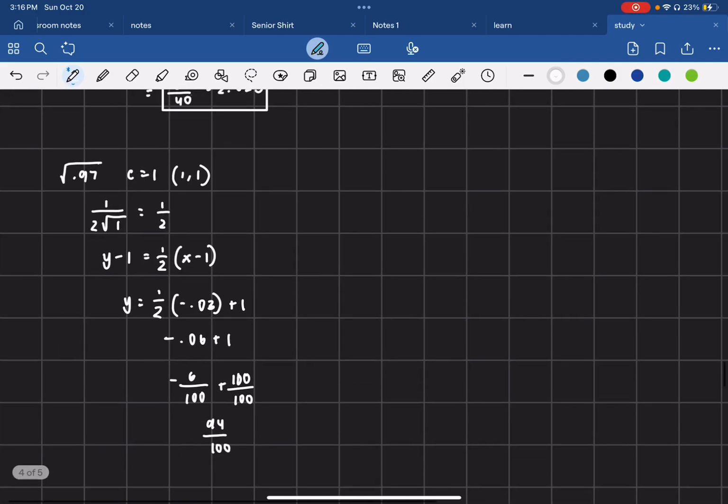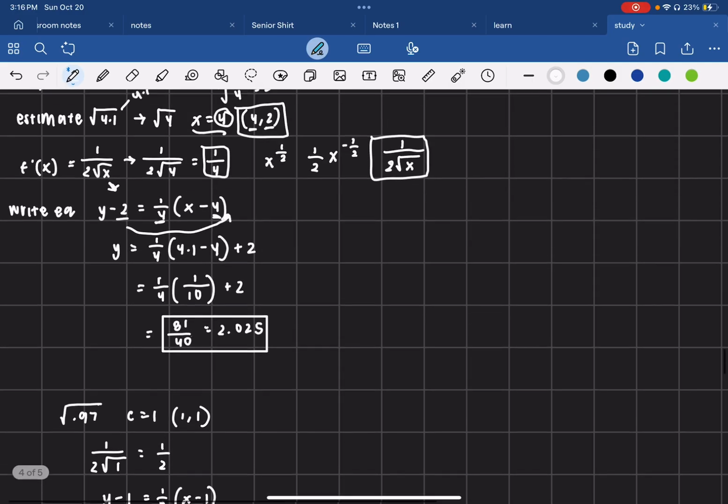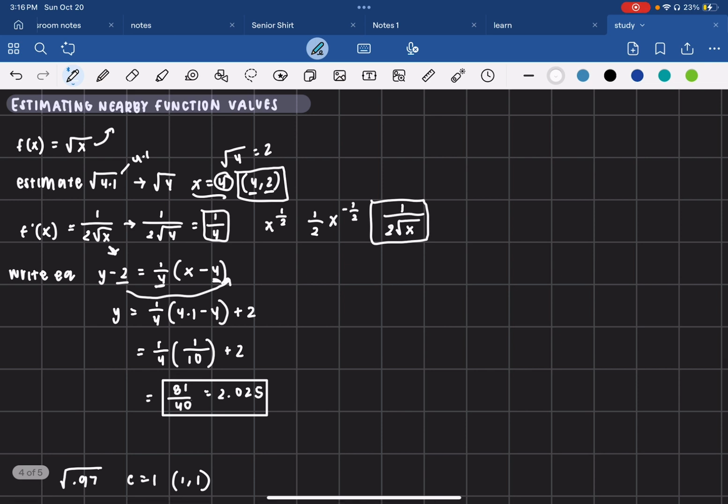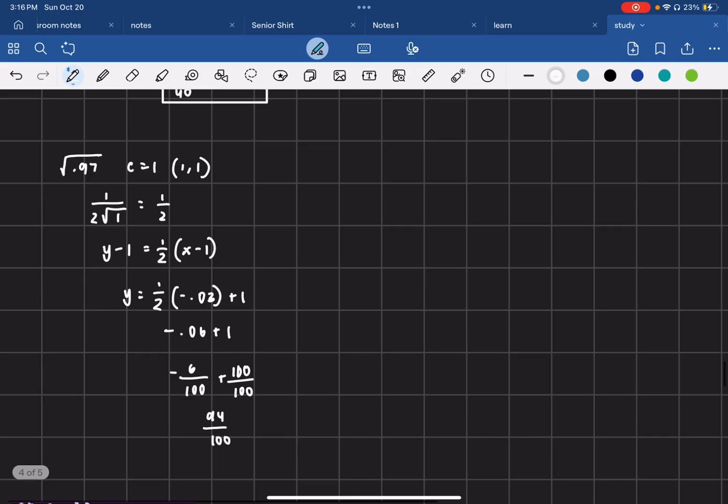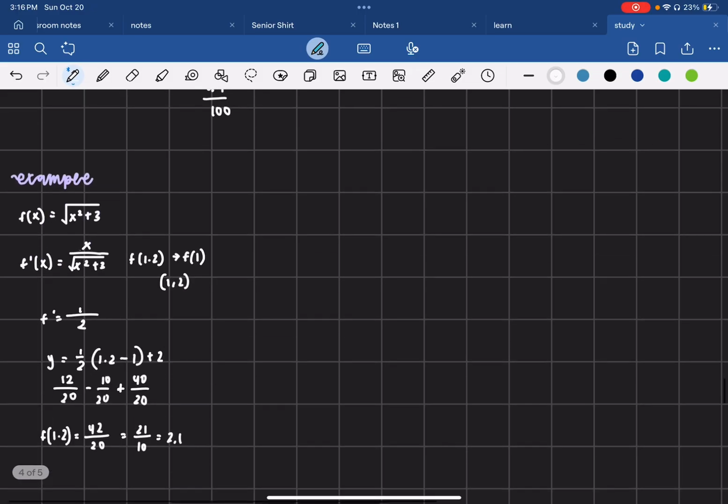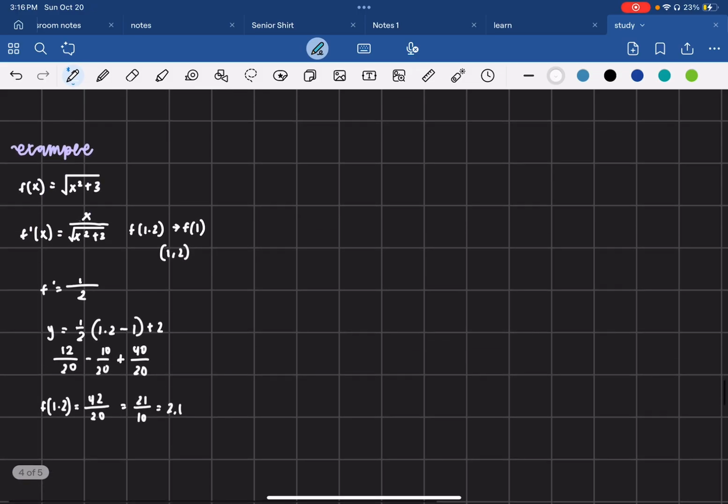Same thing here. If you would like to pause the video and do this question, you can. I'm actually going to scroll up for you guys. Use the same f of x, and then you can solve it, and then you can check your answers with this. Perfect. Now we're going to do a little bit of a more difficult example here.